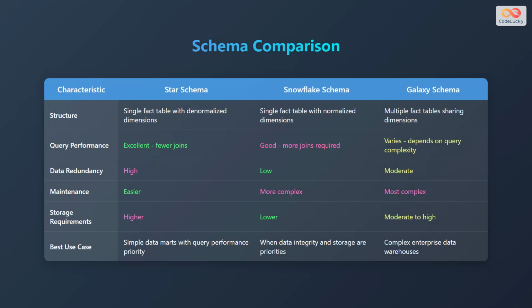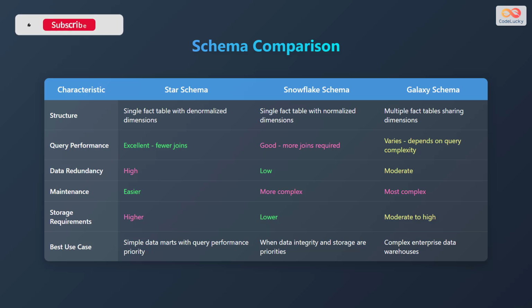Now let's compare these schemas. The star schema features a single fact table with denormalized dimensions, while the snowflake schema has a single fact table with normalized dimensions. The galaxy schema, on the other hand, involves multiple fact tables sharing dimensions.